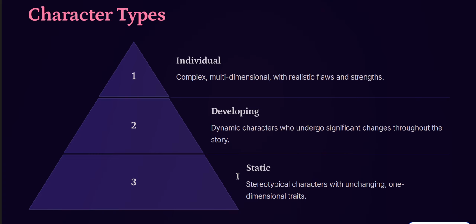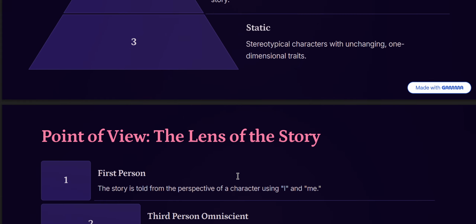The opposite of that is a static character. It's usually stereotypical with unchanging, one-dimensional traits. Unfortunately, in many stories, these are the background characters. And in scary stories, those are the ones that die first, right? So you have the jock or the bimbo or the himbo or whatever, and they immediately die. Those are your static characters.